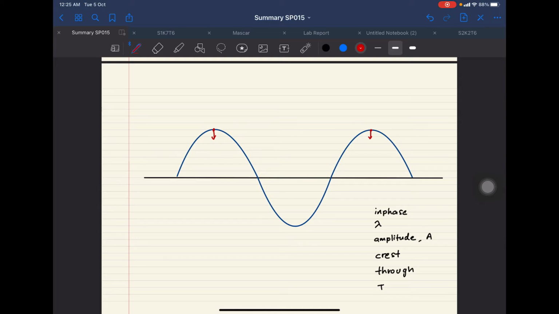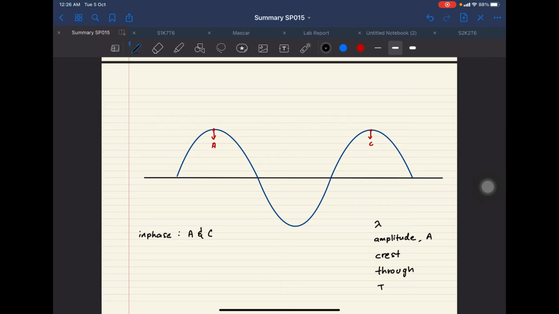If I put this one as point A, maybe I can put this one as point C. So these two points are in phase. They have the same height, which is at the amplitude, and at the same time they are trying to move in the same direction. So A and C are in phase.